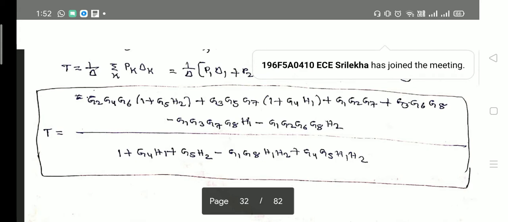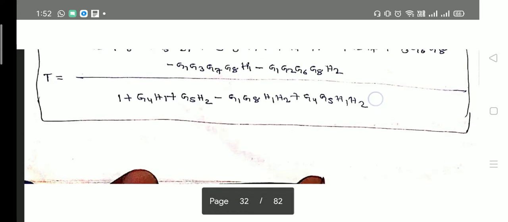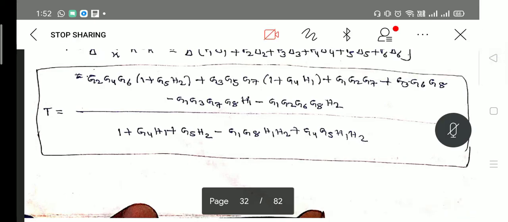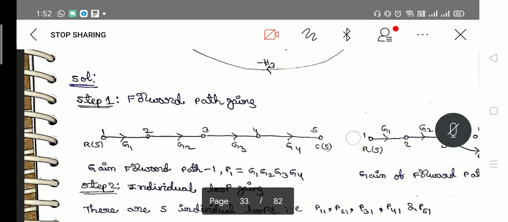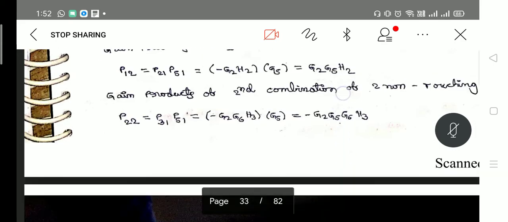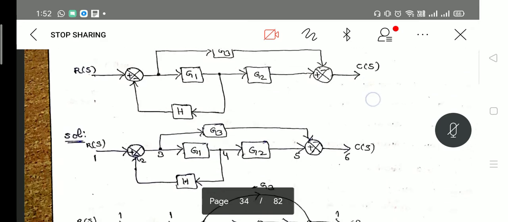Okay, is it clear to all of you? I think it is clear to all of you. This is also the same model problem you can do. I will tell another model problem.